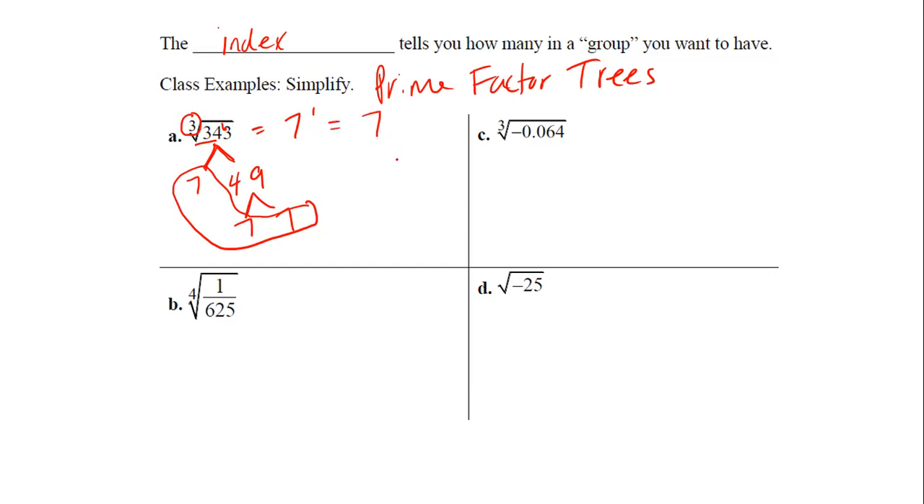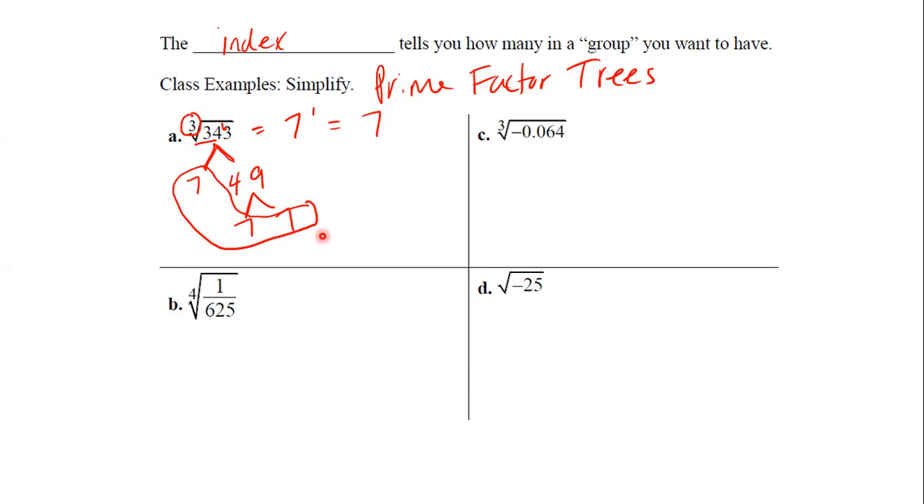Well, how did you get that from that? You circled it and it was like 7 with the 1. How did you get the 7 with the 1? So we said that this number, this 3, is our index, and it's telling us how many in a group we want. And we want how many in a group? 3. I can only make 1 group of 3 7s.